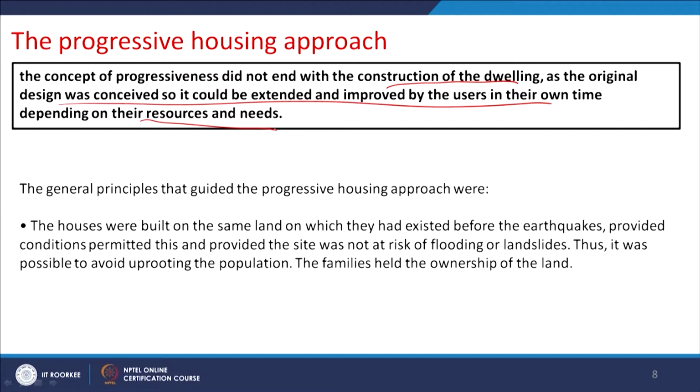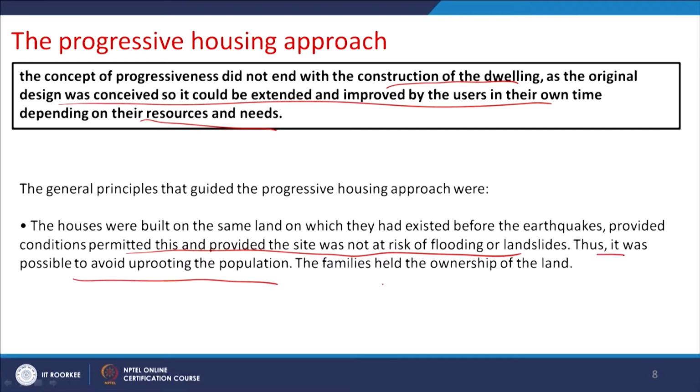There are some general guiding principles of this progressive housing approach. The houses were built on the same land on which they existed before the earthquakes. One of the reasons is that first of all, they should make sure the land is not at risk of flooding or landslides. So they have to ensure that whatever the land, they build on the same land or at least in the nearby vicinity.